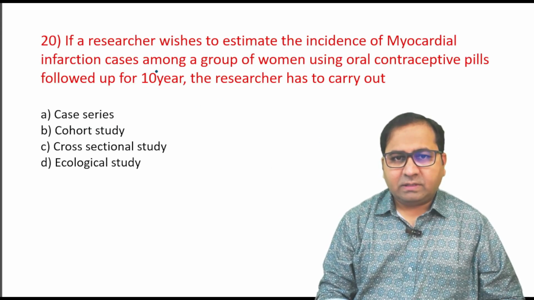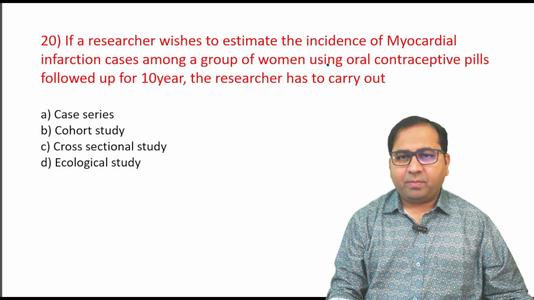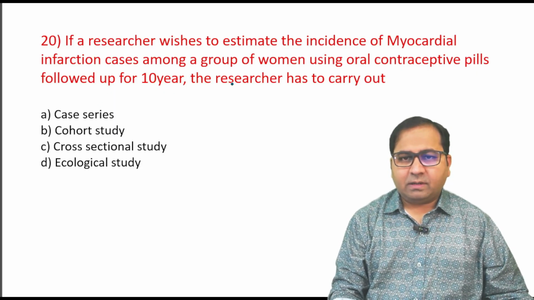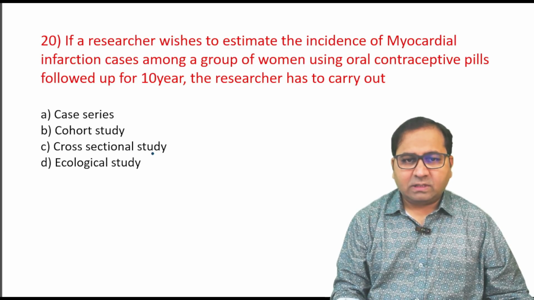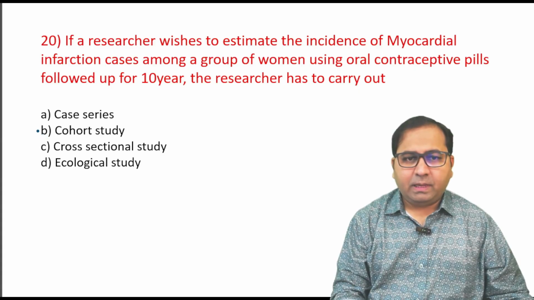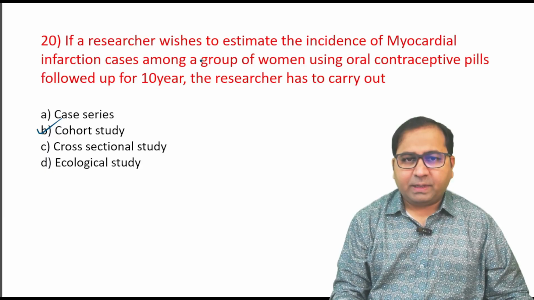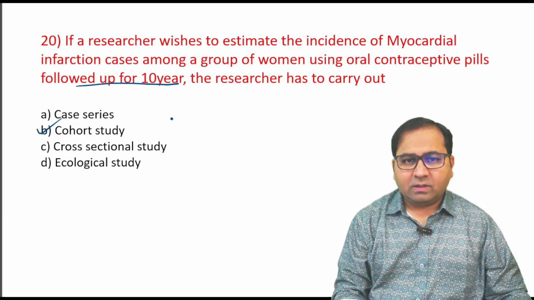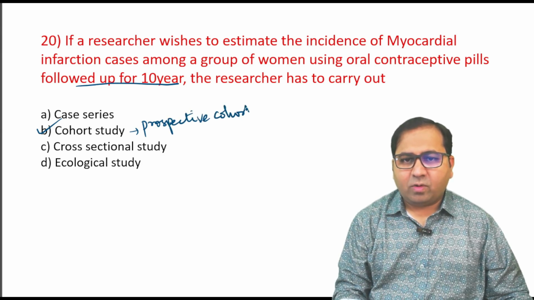Next question. If a researcher wishes to estimate the incidence of myocardial infarction cases among a group of women using OCPs followed up for 10 years, then the researcher has to carry out what study? The options are A. Case series, B. Cohort study, C. Cross-sectional study, or D. Ecological study. The answer is very simple. It is B. Cohort study. Why? Because it is a cohort study, and particularly they are following up for 10 years. So this is what type of cohort study? This is a prospective type of cohort study. Prospective cohort study.